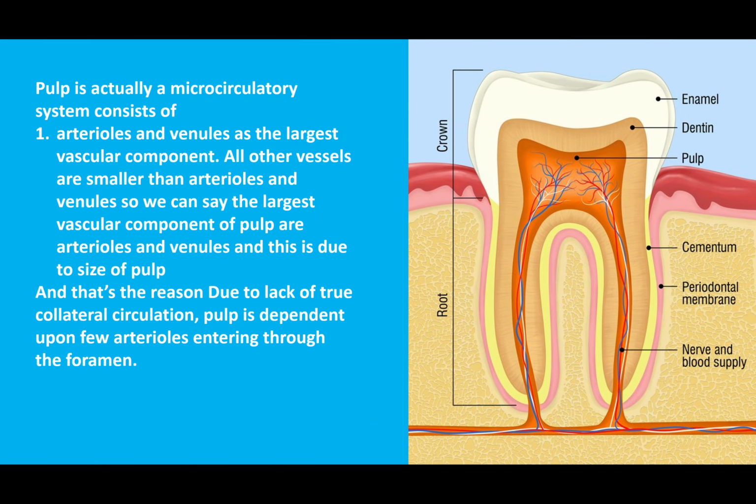Here we can see in the diagram that this is the apical foramen area from which arterioles and venules are entering into the pulp. Pulp arterioles and venules are the largest vascular components. All others are capillaries that are smaller than arterioles and venules, and this is due to the small size of the pulp. That's the reason there is a lack of true collateral circulation, and because of this the pulp is dependent upon few arterioles and venules that enter through the apical foramen of the tooth and go towards the pulp.